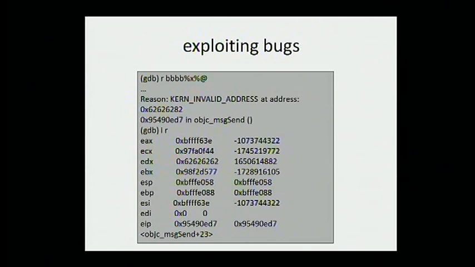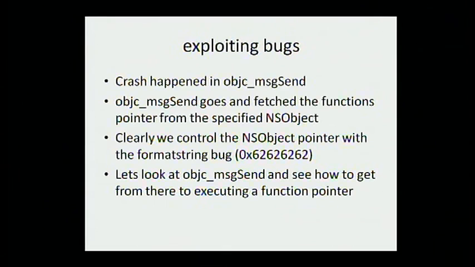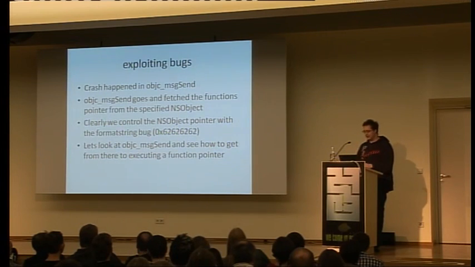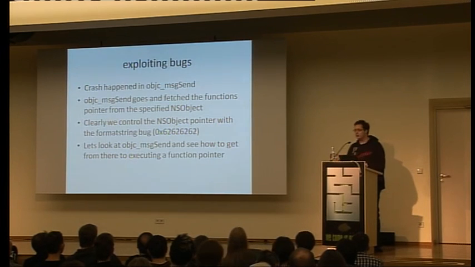And obviously, it crashes in a method called objc_msgSend. When it crashes, you can clearly see that at least one of the registers has the exact value we want it to be. So now let's look at what objc_msgSend does, because that's the one that's going to fetch the function pointer from the NS object. And once it gets the right function pointer, it'll actually just call it. Clearly, as seen earlier, we have full control of the pointer. So let's see what objc_msgSend actually looks like.